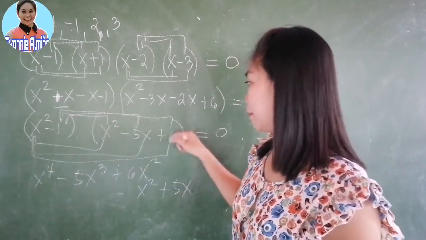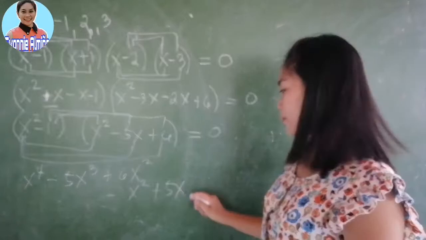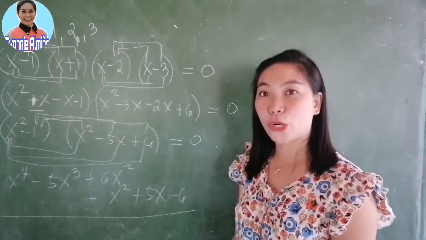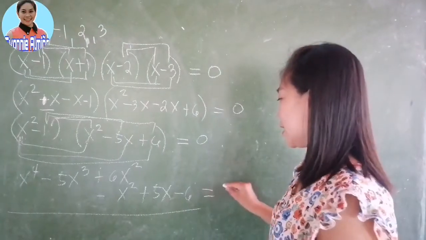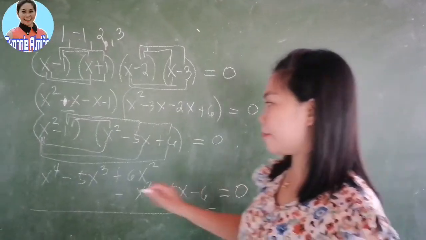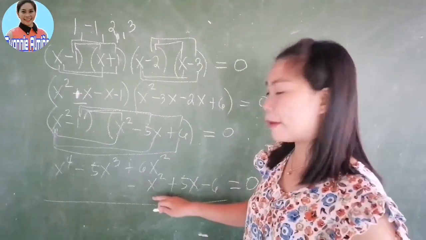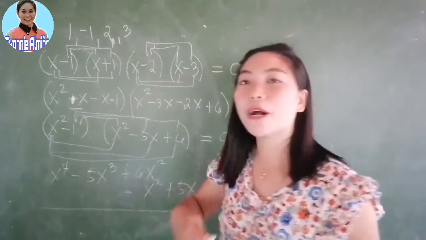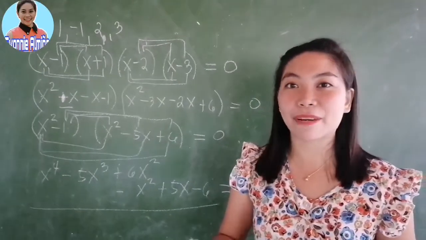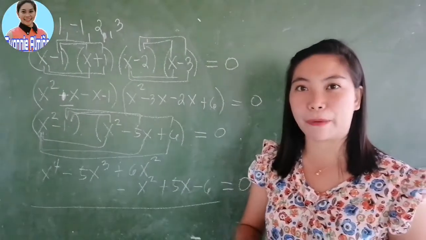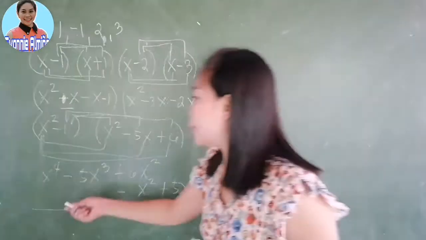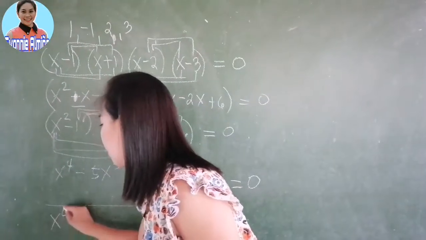Negative 1 multiplied by positive 6, you have negative 6. Of course, we have to equate this to 0. Now, let's combine terms. Okay, and here are our combined terms. So, those without a partner, of course, we need to bring down, right? Sana all may partner. So, we have to bring down x raised to 4.